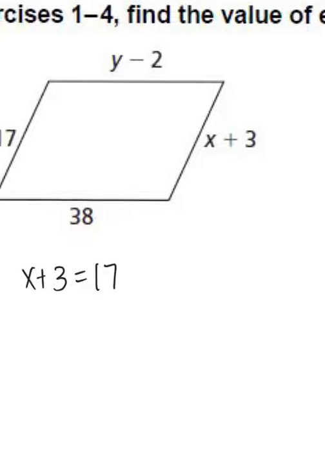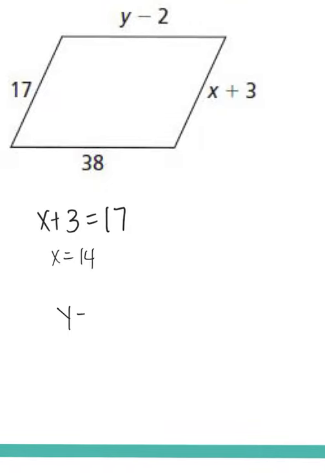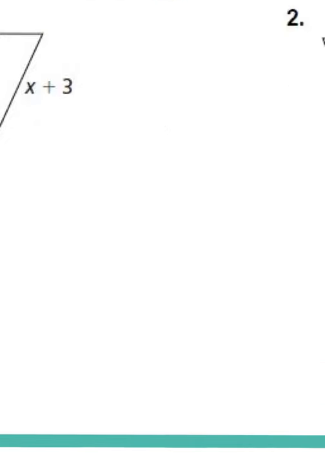All right, so x plus 3 equals 17. So what is x, Samantha? 14. Okay. What about y? y minus 2 must equal? 38. So y is 40. Pretty easy. What about number 2?